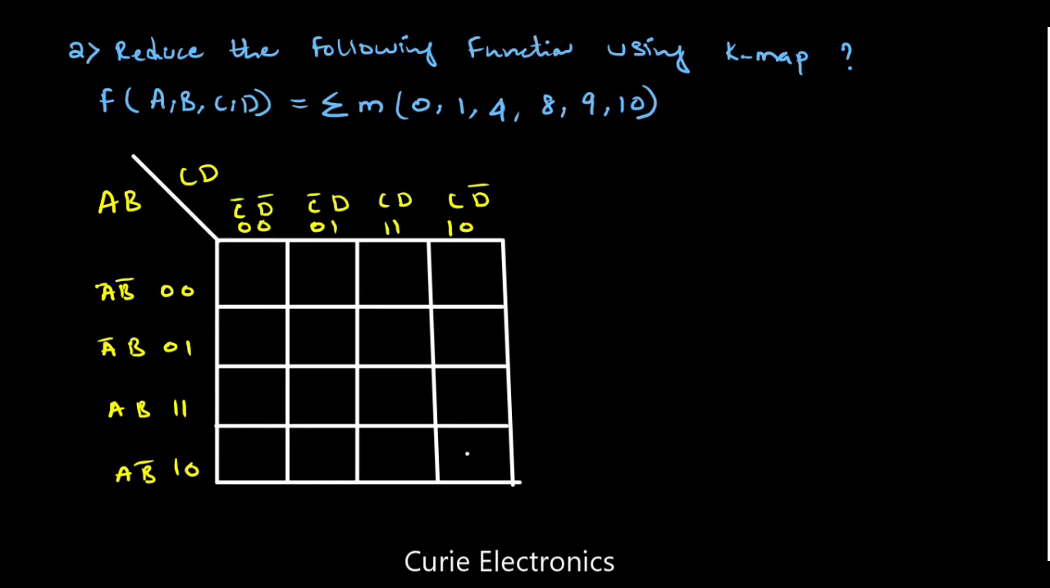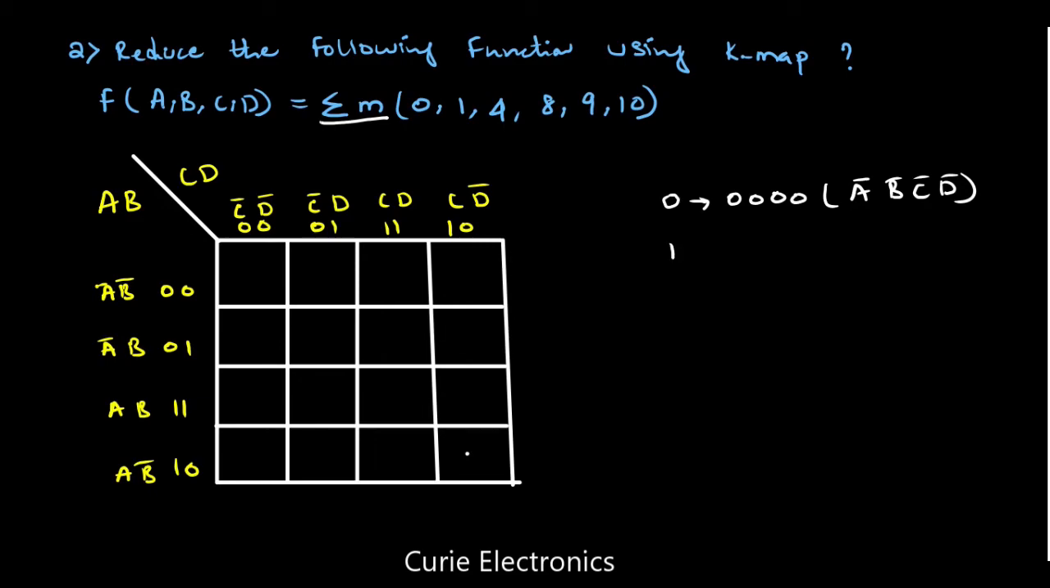Next, reduce the following function using K-map. So here, how do you write? 0 means what? 4 variables are there, so we have to write it as 0, 0, 0, 0. See, sigma m means it is the sum of products. By seeing this sigma m, we have to identify that it is sum of products. So 0, 0, 0, 0 means A bar, B bar, C bar, D bar.